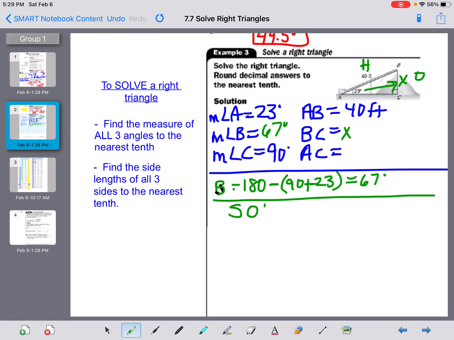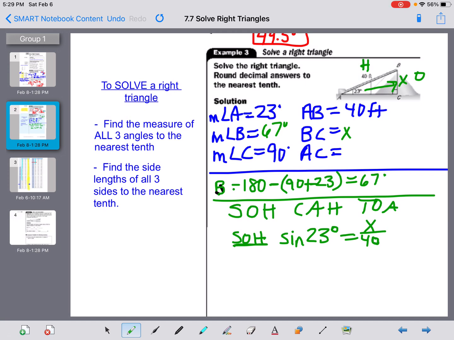We have SOHCAHTOA. I'm looking for the opposite. I have the hypotenuse. Which one am I using? Aha. All right, so I'm going to do the sine. That's what S stands for. What's my angle? It has a number, so I'm going to put it in there. Sine of 23 equals, what's my opposite? I just marked it X. What's my hypotenuse? 40. All right, it's algebra time.